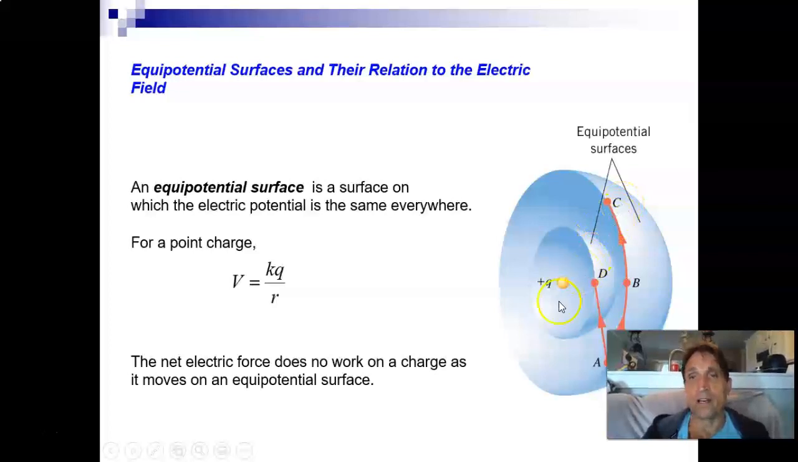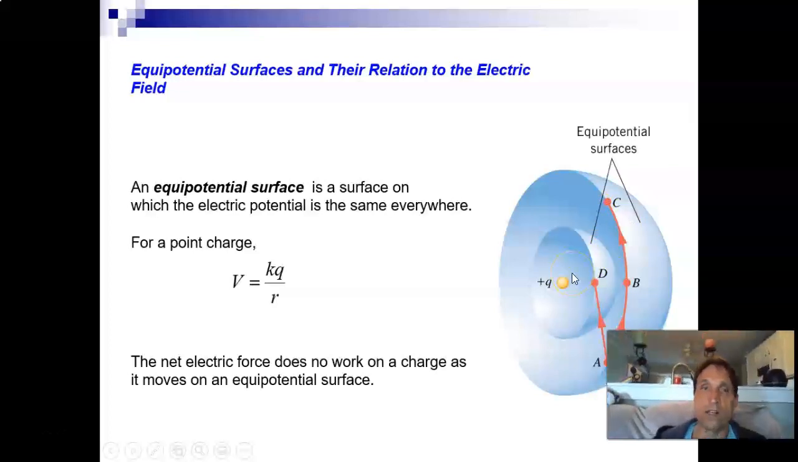Okay. If we flip this around and made Q equal to minus Q, the potential here would be K times minus Q over R. The equipotentials are still spheres, but we would get progressively more negative in potential as R got smaller, and then the electric field would point inward from higher V toward lower V.